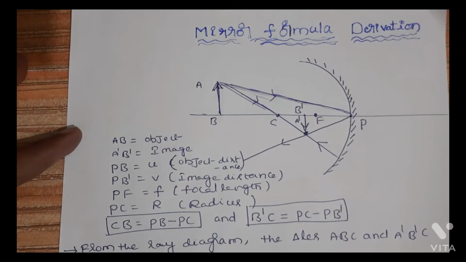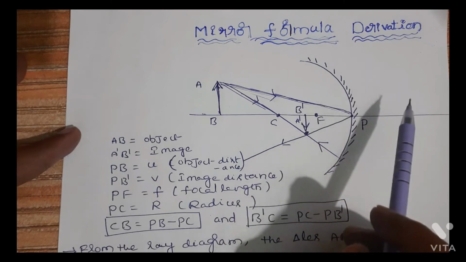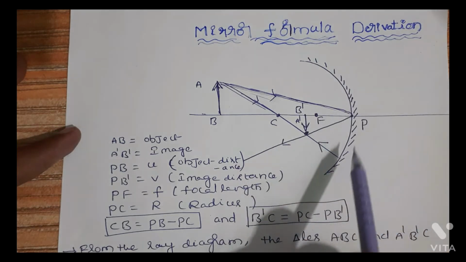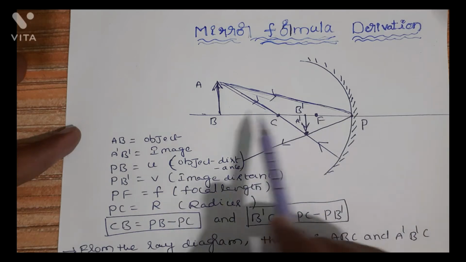In this class we are going to learn the derivation of the mirror formula, that is, the mirror equation for spherical mirrors. Now, the derivation of the mirror formula or mirror equation using a concave mirror. This is the symbol for a concave mirror, students. Now it is a ray diagram.